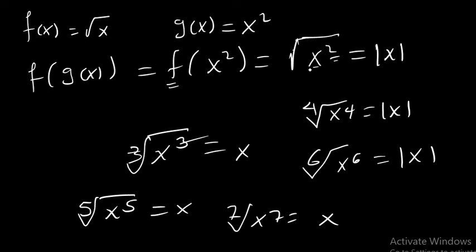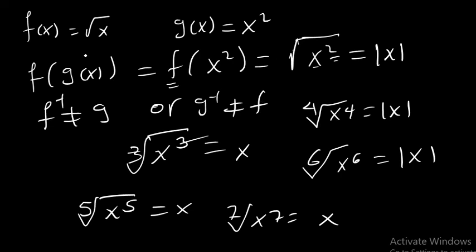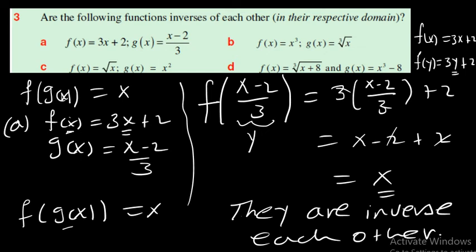So this doesn't satisfy the condition to be inverse of each other. So f inverse is not the same as g. Or we can say g inverse is not the same as f. So it doesn't satisfy the condition. That is the answer for C.